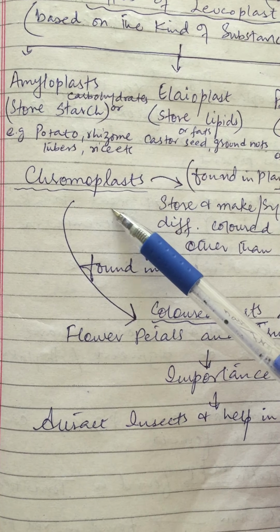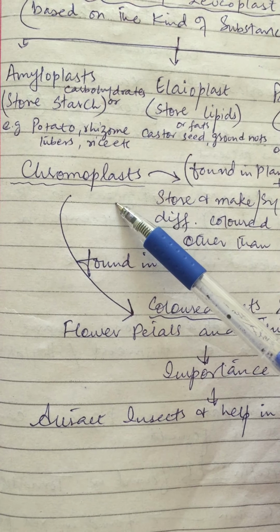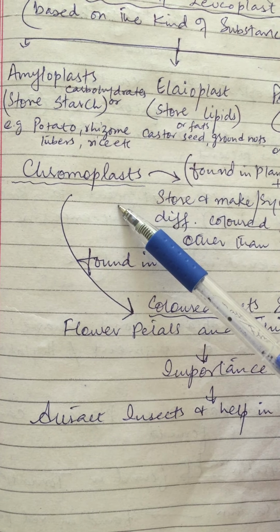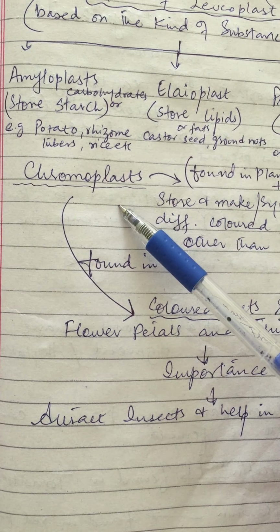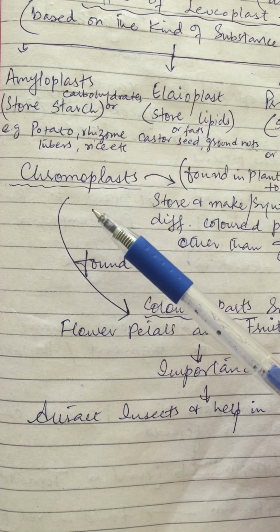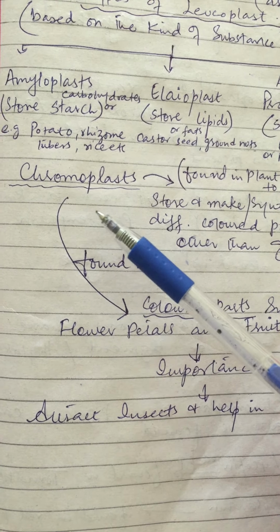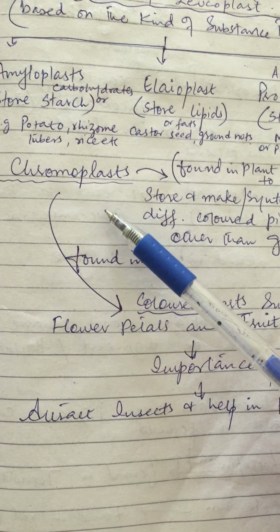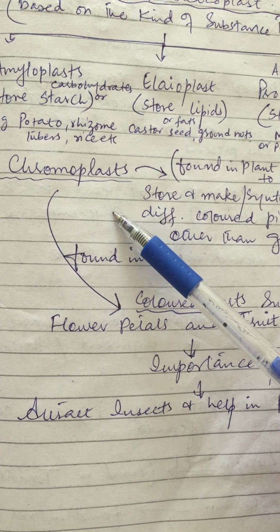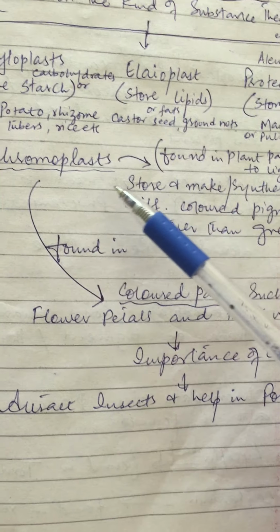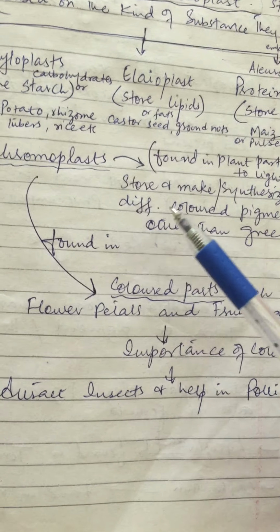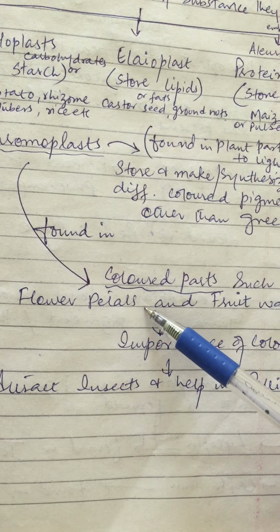Chromoplast. Now coming to the chromoplast, another important category of plastids. They contain colored pigments. They synthesize and store different colored pigments other than green. In which region are they present? They are found in the colored parts of the plant, such as flower petals and fruit wall, where they attract insects and therefore help in the process of pollination. Because chromoplasts contain colored pigments, they help in the pollination process.